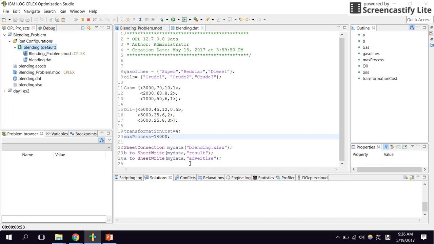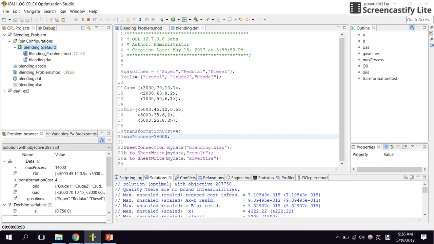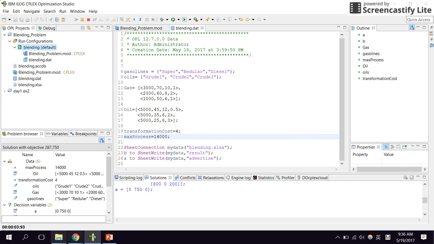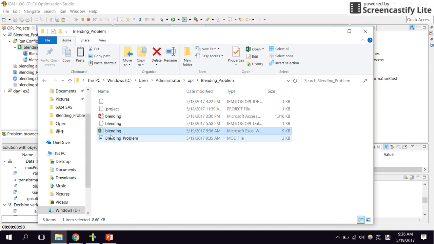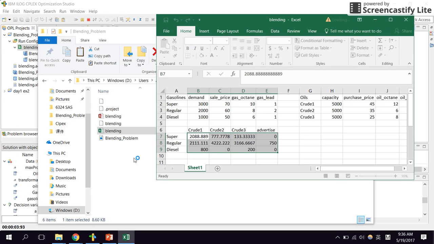Wait a moment. Alright, this is the output. The solution of the objective is 287,750. And if you want to see the outcome in the Excel file, open it. Alright, this is the amount of each type of crude oil that can be processed into different types of gasoline, and the amount of money spent on advertising each type of gasoline.